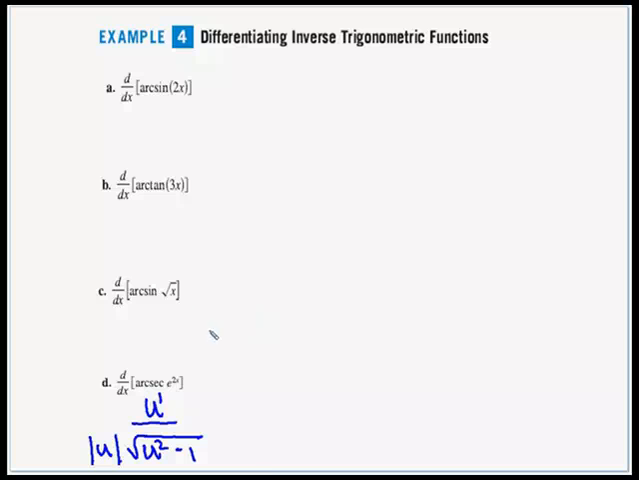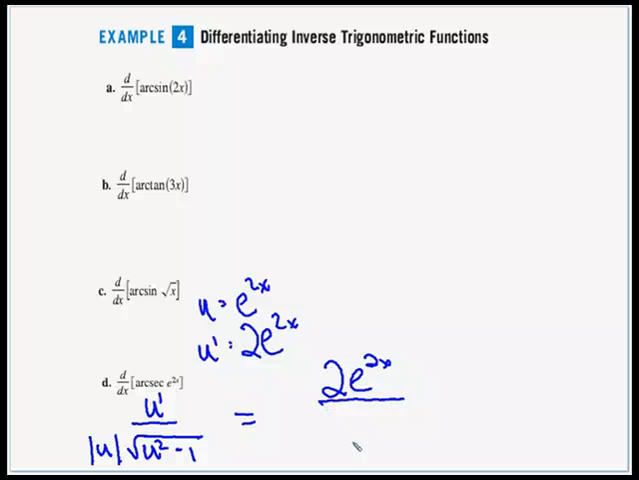Our u is e to the 2x, and our u prime, the derivative of e to the u is e to the u, e to the same 2x, and then we have to multiply by u prime by the chain rule. And our u is 2x, so that derivative would be 2. So 2e to the 2x is our u prime here. So let's see what happens. Our numerator is u prime. That's 2e to the 2x power.